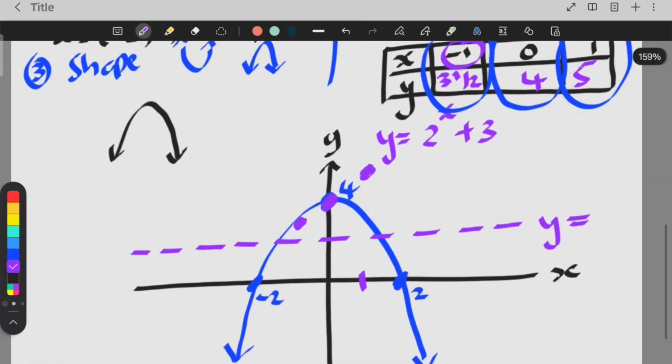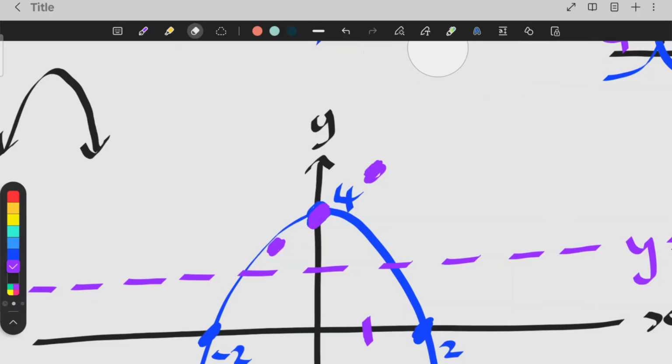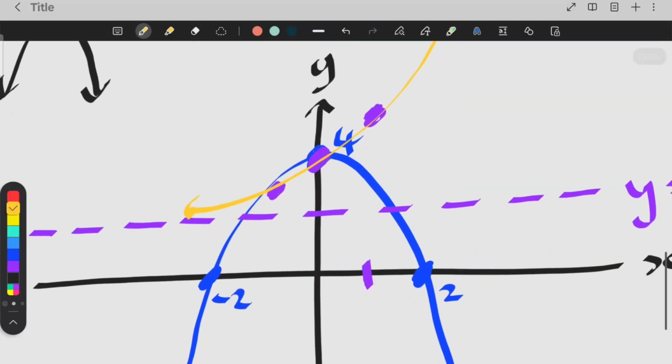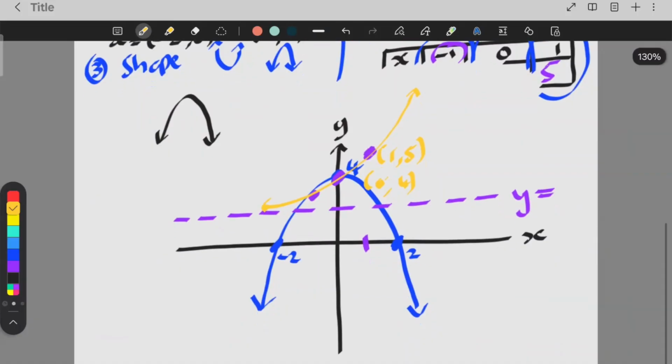So my exponential function, let me just erase this to have more space. My exponential function will look something like this, close to the asymptote, like that. That's my exponential function. And you can just put the point (1, 5), and you can even put (0, 4) also here. And that's your two graphs.